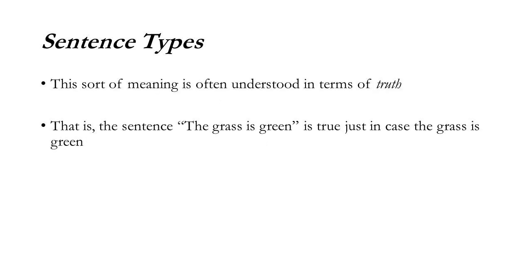This sort of meaning is often understood in terms of truth. I just used the word true. So this is just to say that the grass is green is true just in case the grass is green. This is almost too trivial to state. This is what we call descriptive sentences. They're sentences that putatively describe things, and they can get that right or not. That is to say, they are true or false.